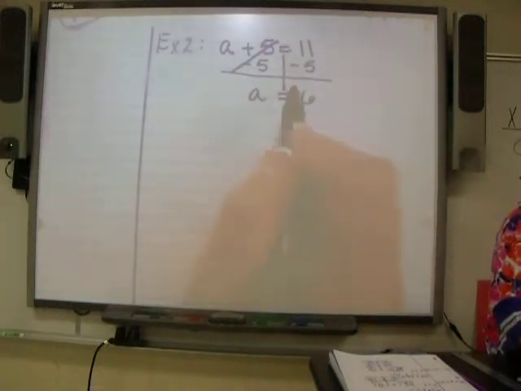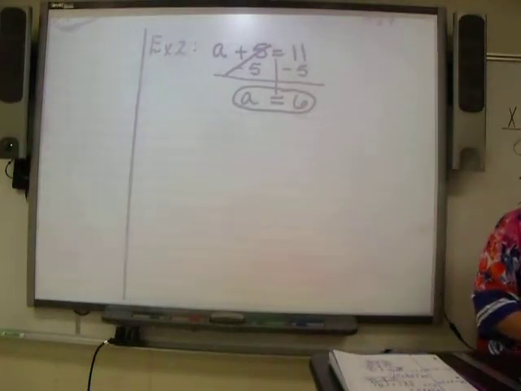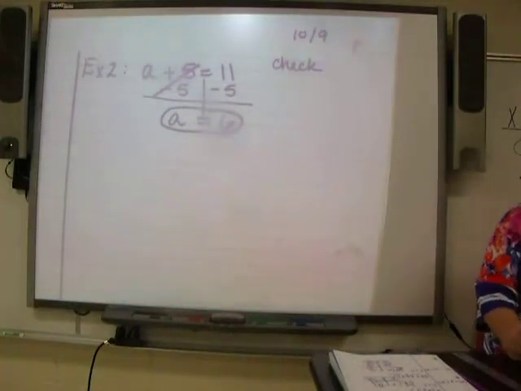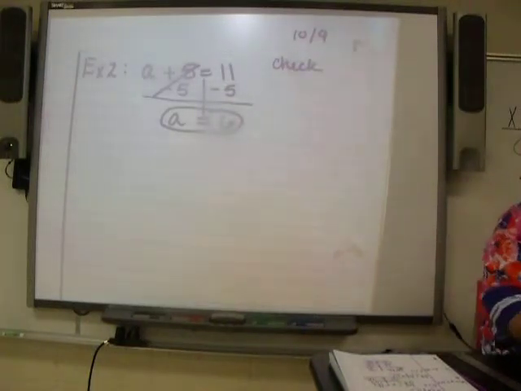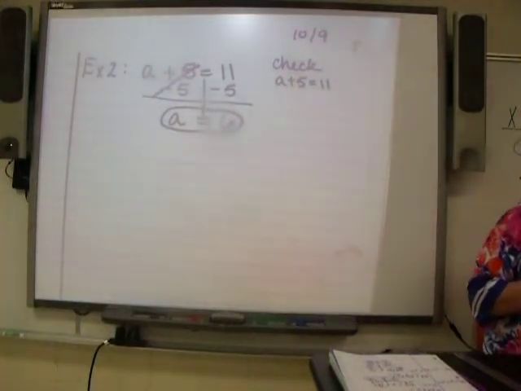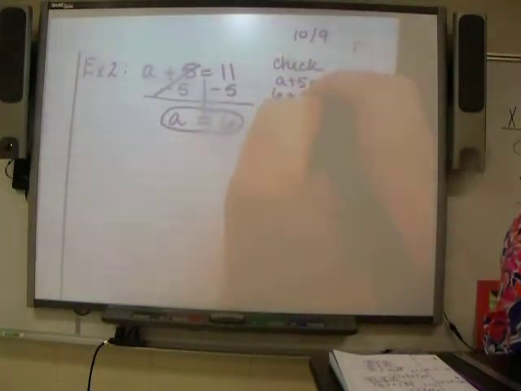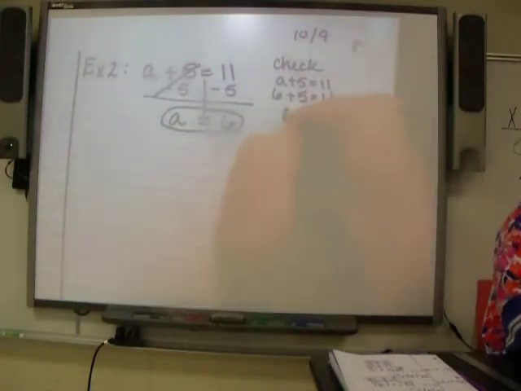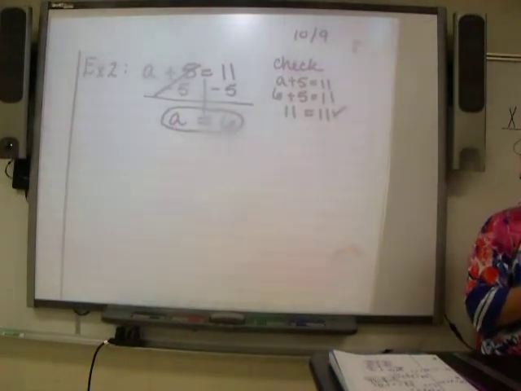is 6. Now, I really don't get in the habit of circling my answer until I have checked it, because I know every time I have an equation, I can check it. We are writing the original problem, which was A plus 5 is equal to 11. If I said that A was 6, then I'm plugging 6 into A. 6 plus 5 is 11, and if 11 equals 11, then I know that that was the solution and I am right.